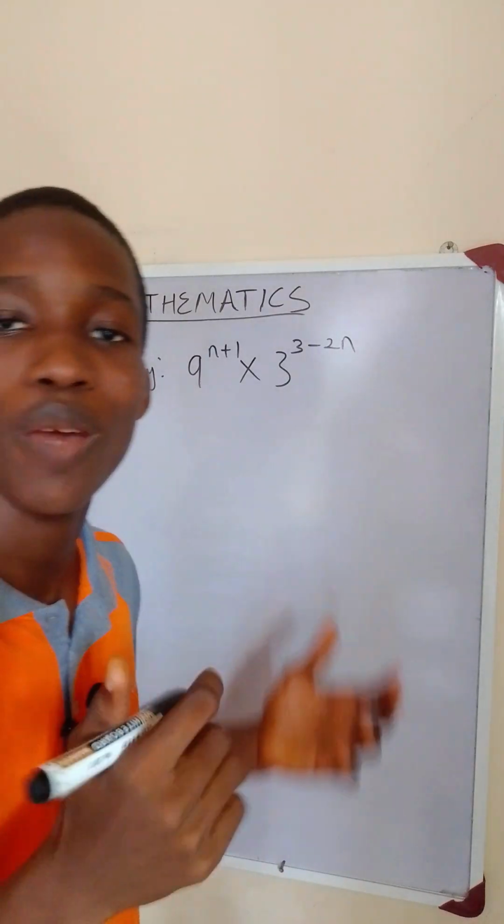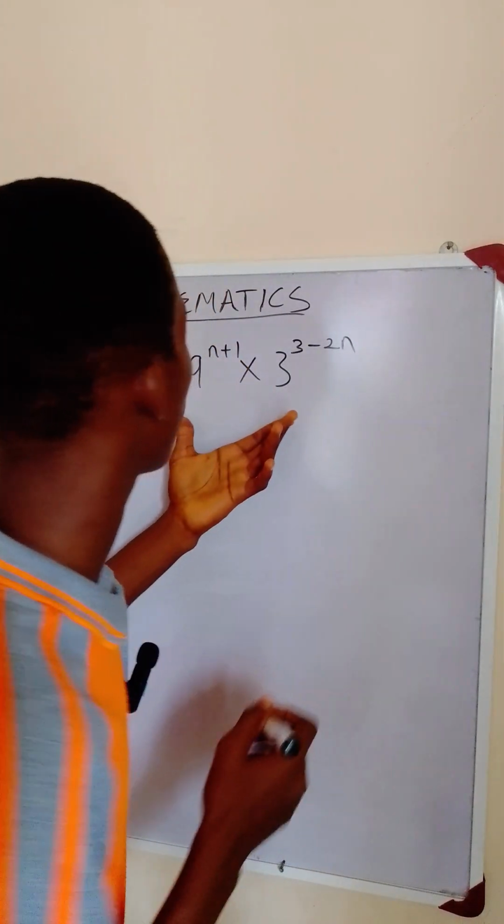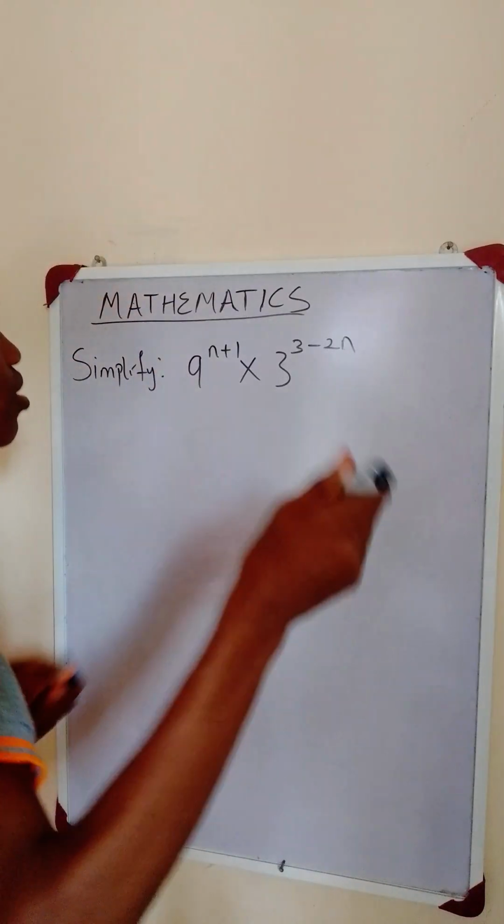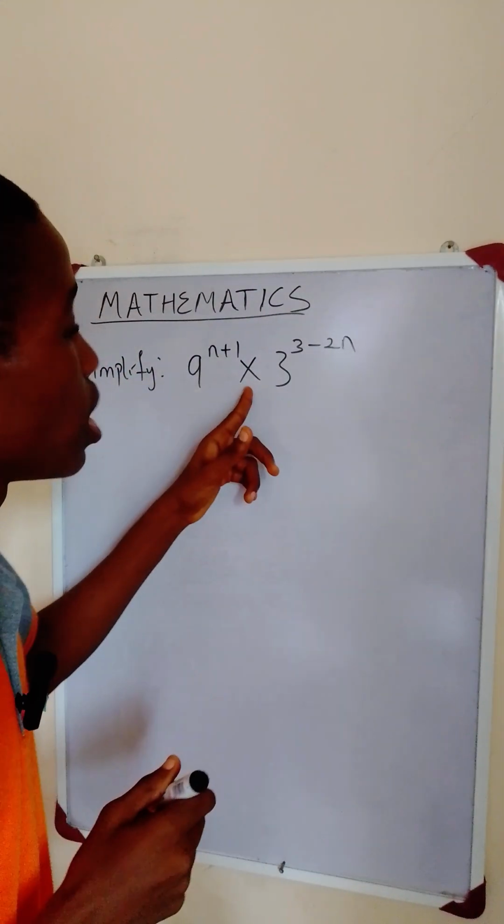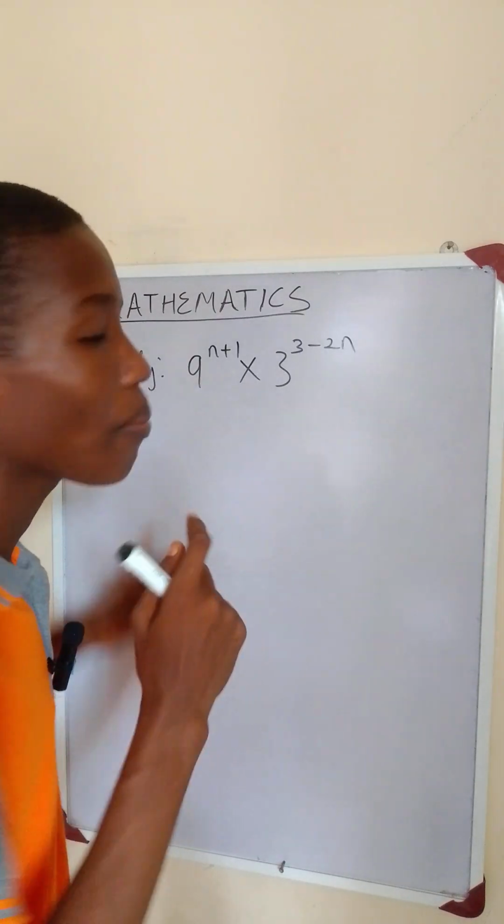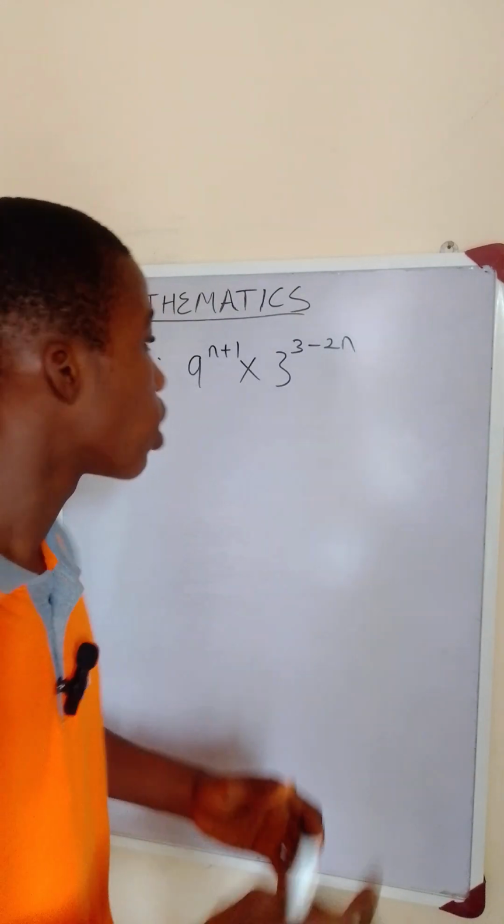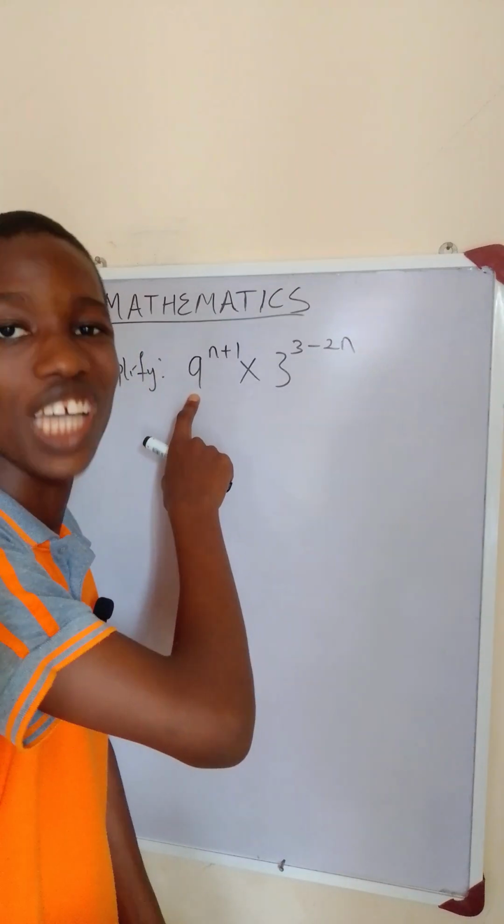From our last class, we talked about the laws of indices. So here, we're just going to solve this little problem. Let's tackle this. You can see that you have multiplication. It's the multiplication law. But remember, I told you that for the multiplication and division laws, the bases must be the same before it can be applied.